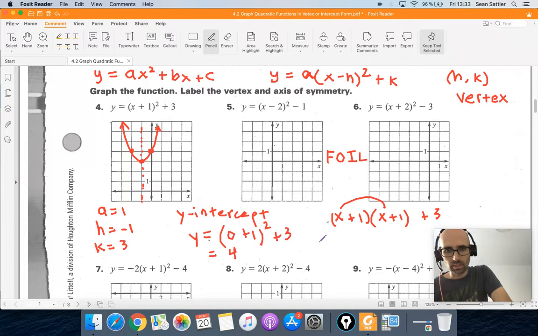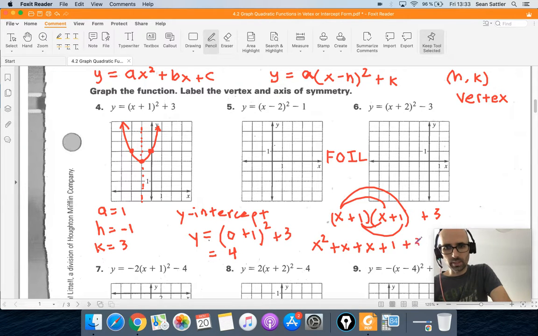So F stands for the first two terms. We multiply those together and we get x squared. X times x is x squared. Then we do the outside terms. So x times 1, these are on the outside, so that's x. Then we do the inside, I stands for inside. So we do 1 times x is x again. And then we do the last two terms, 1 times 1 is 1. And then we still have this plus 3.